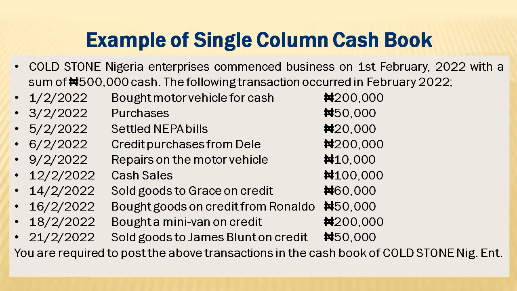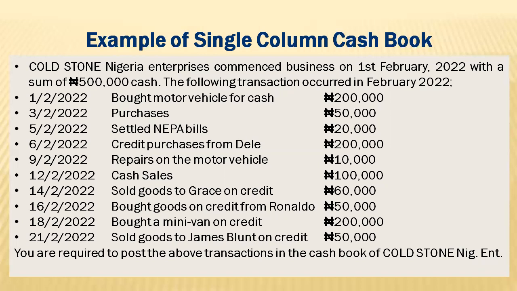Then on the 12th of February 2022, cash sales. When you make sales, what happens? They will pay you. Is that not so? They pay you by cash. So what happens? Do we debit or credit? The answer is debit because you are receiving cash. You debit.